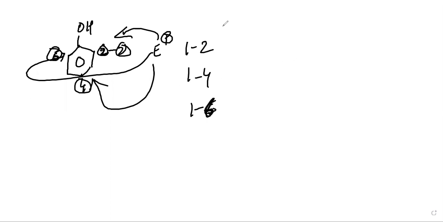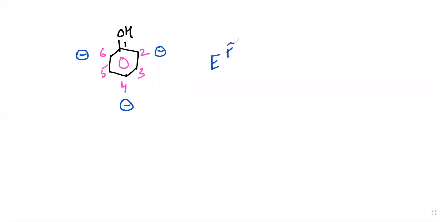Let me explain it once again to you. We have seen that if the benzene ring has an OH group bonded to it, and we call this position the first position, then this is the second, third, fourth, fifth and sixth position. And we can see that the negative charge is generated on the second position, on the fourth position, as well as on the sixth position. So if E plus attacks, it is definitely going to attack on the position where there is a negative charge.